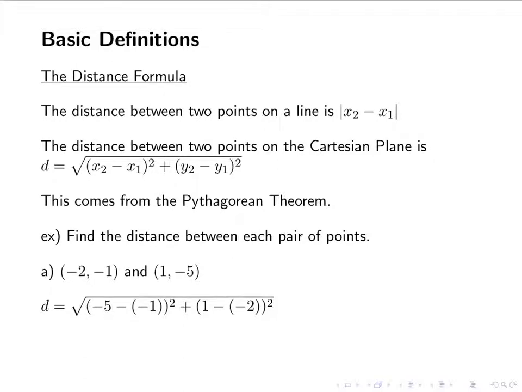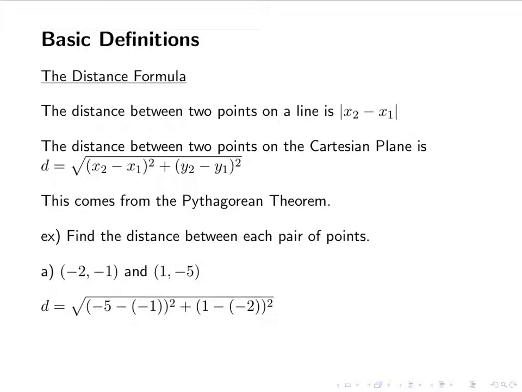It also doesn't matter if I do x2 minus x1 or x1 minus x2, and I can flip them. I can do x2 minus x1 squared plus y1 minus y2 squared, because the only difference between them is a negative sign, and when I square them, they're always positive.